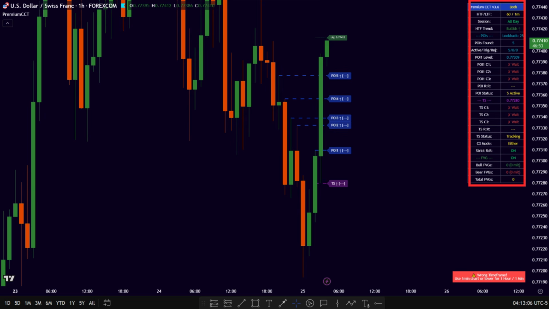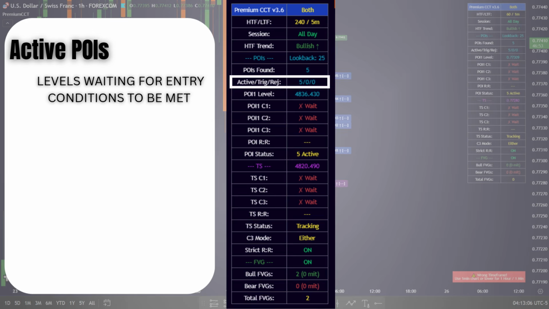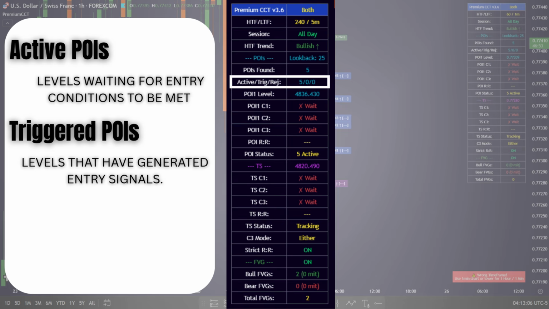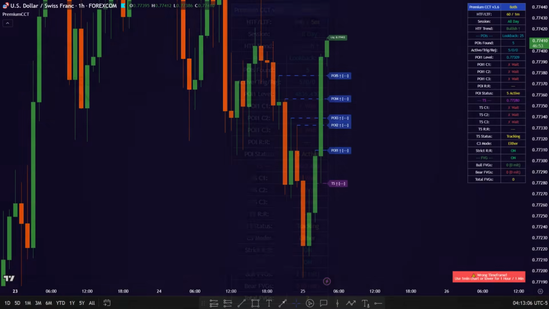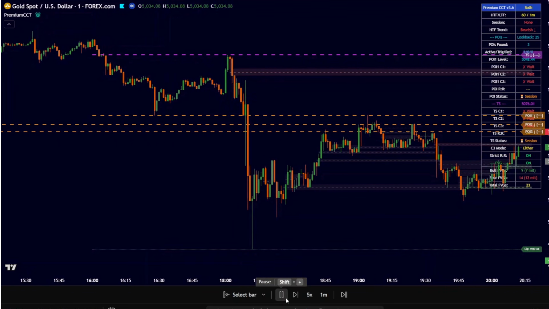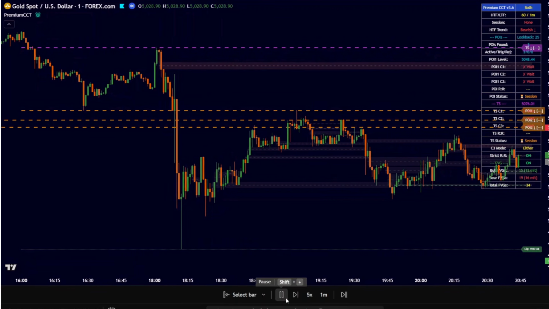The info table shows you everything at a glance. You'll see active POIs, which are levels waiting for entry conditions to be met. Triggered POIs are levels that have generated entry signals. And rejected POIs are levels that failed the risk-to-reward requirements. Each POI is tracked completely independently with its own conditions, its own stop loss, and its own take profit.